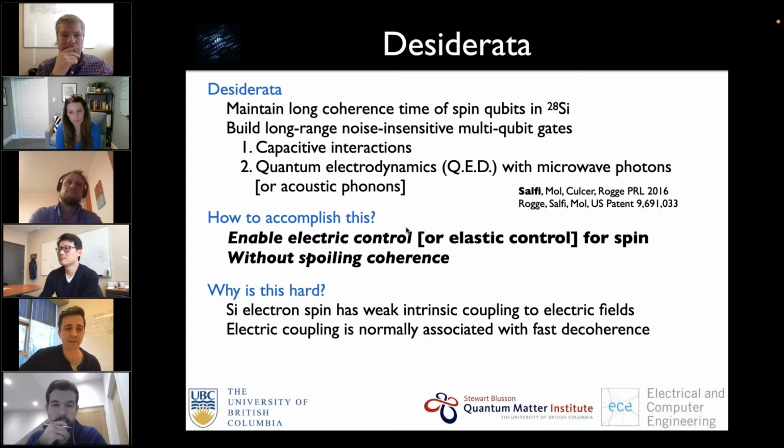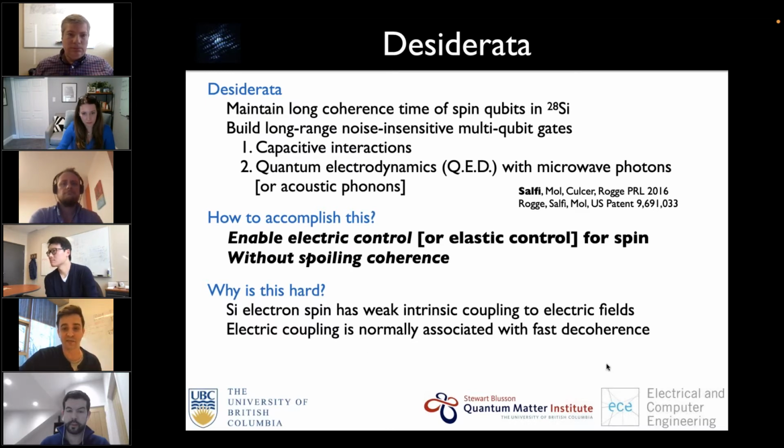And from a technical point of view, what it means is enable electric control, or elastic control, of spin, and do it without spoiling coherence. So why is this hard to do? The first reason is that silicon electron spins have very weak intrinsic spin orbit coupling, and that's usually one of the reasons that their long coherence times are attributed to. Or in other words, electric coupling is normally associated with destroying coherence. So, this is not a new story. This is the story of quantum computing. If you want to control something, you expose it to noise.